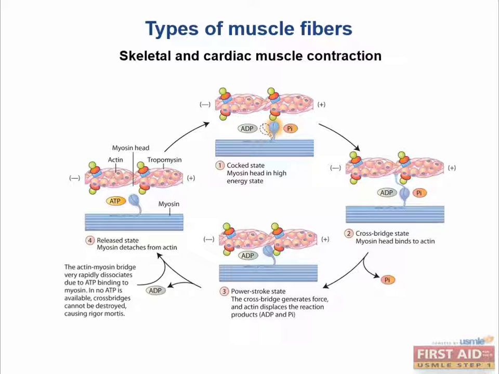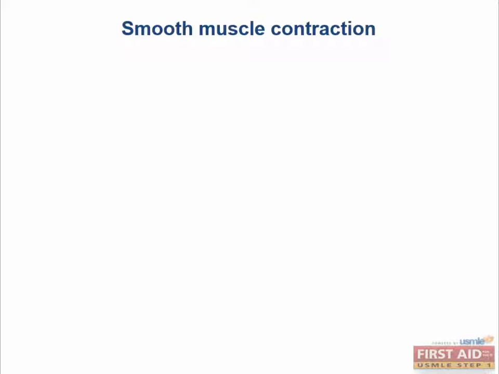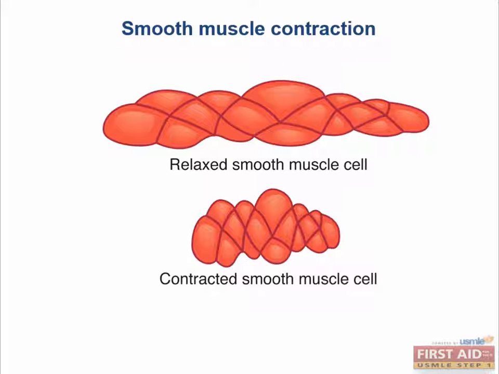Troponin C falls back into its initial place and myosin can't bind the actin site anymore. So, relaxation. Now, it would be convenient if all muscles contracted the same way, but unfortunately that's just not the case. The muscle contraction that we've discussed so far primarily describes skeletal and cardiac muscle. Smooth muscle, however, contracts using a slightly different mechanism.